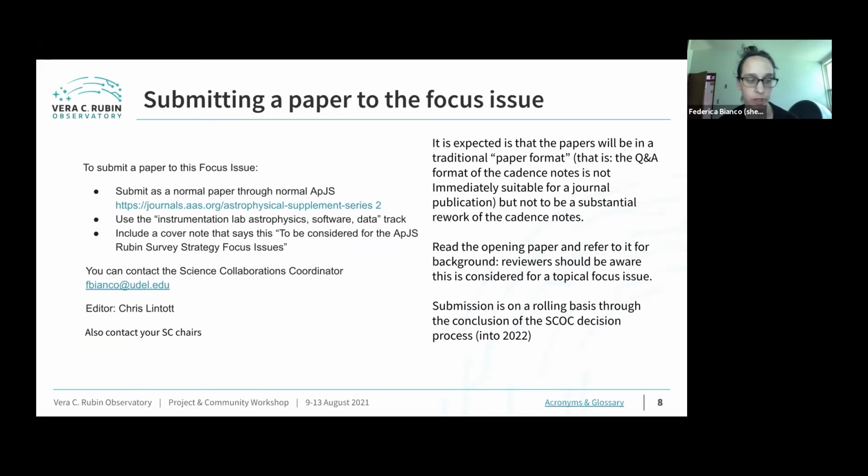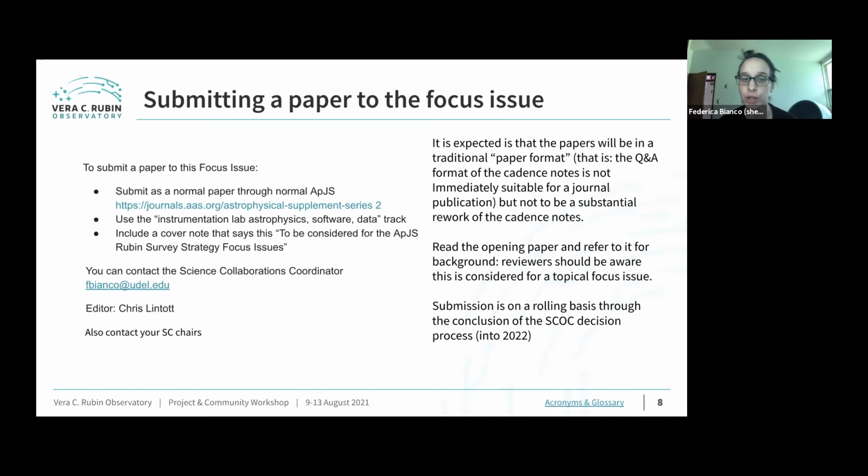The portal has been open for a couple of months. You can submit through the end of the survey strategy optimization process, which, as we heard, will go into 2022. You submit the paper through the normal AAS portal, selecting the APJ supplement series, selecting the instrumentation lab and astrophysics software track. This will get the paper directly on the right editor's desk, on Chris's desk. And you should include a note that says that this paper is to be considered for the APJS Rubin survey strategy focus issue.